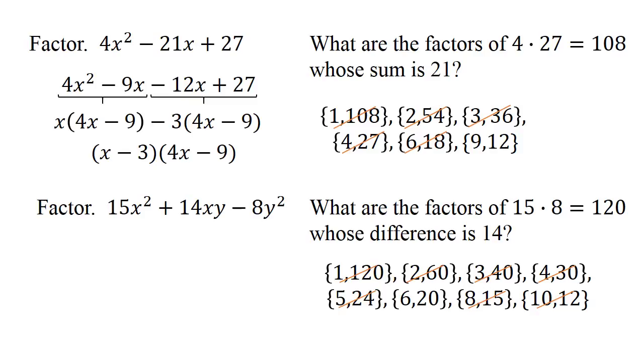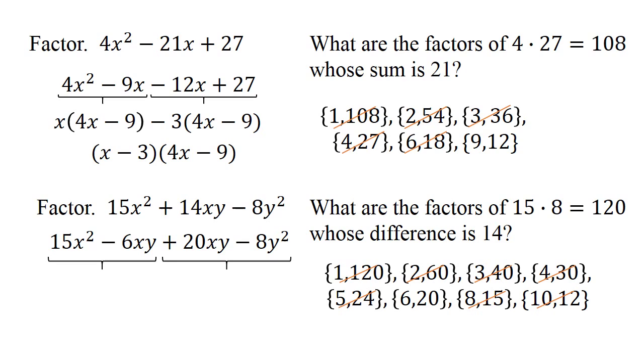So, again, they have to have different signs, and because it's a positive 14, the larger of these two, between the 6 and the 20, has to be positive, and those are going to be our two middle terms. So this is going to look like 15x squared minus 6xy plus 20xy minus 8y squared. And notice those two middle terms have to be like terms. Because it was a 14xy, they both had to have an xy on them, so that they would combine to make the 14.